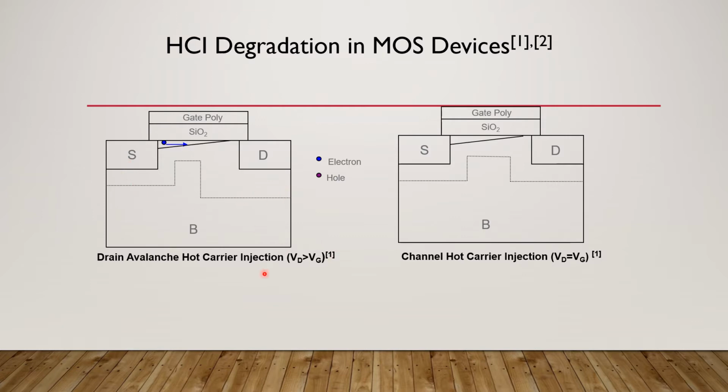And for the bias condition wherein Vd is equal to Vg, the source and drain depletion regions will be approximately equal. However, the drain side will be slightly higher, which is not shown in the figure. Let's not get into the nitty gritties of the depletion region extension.